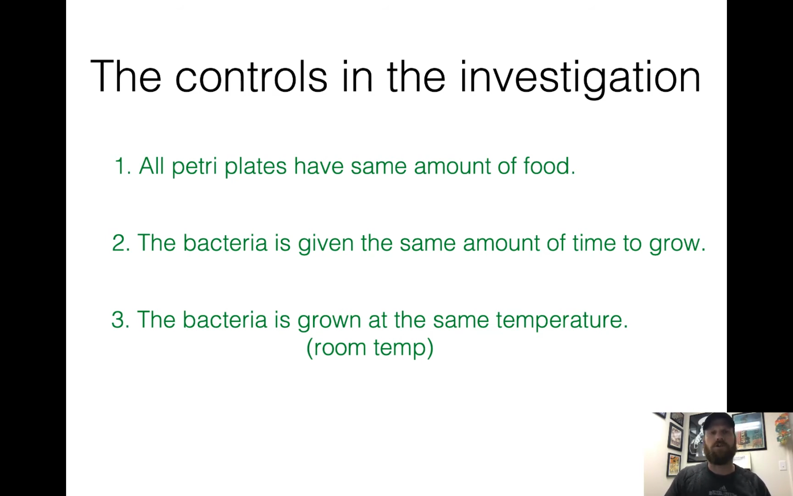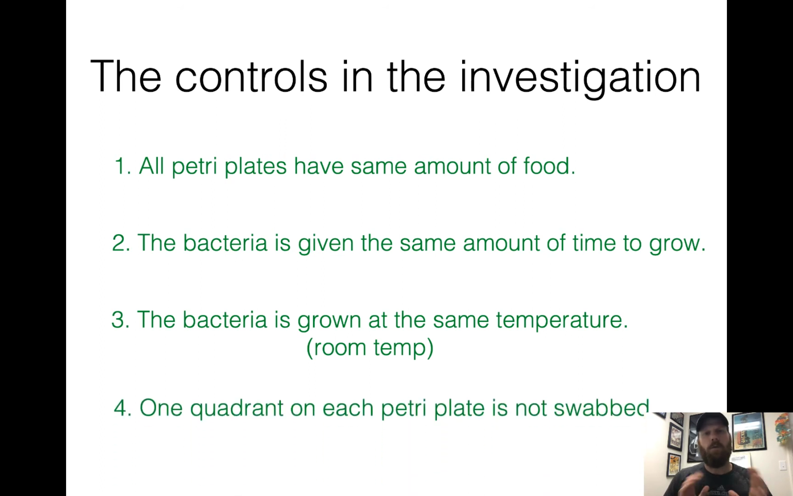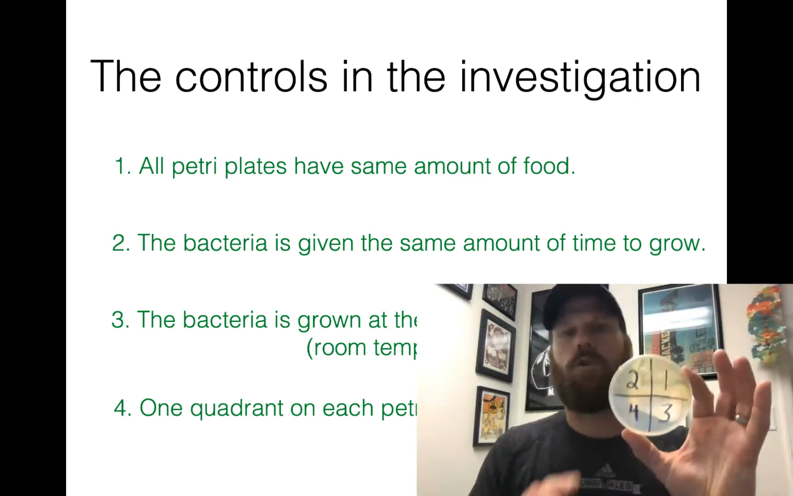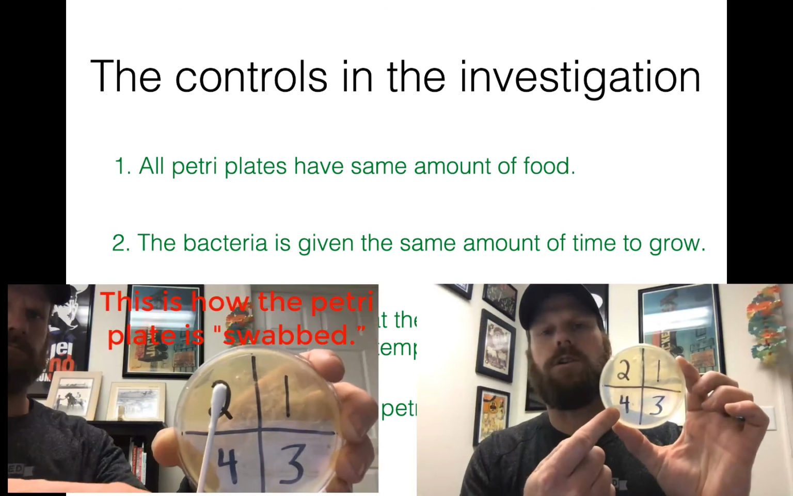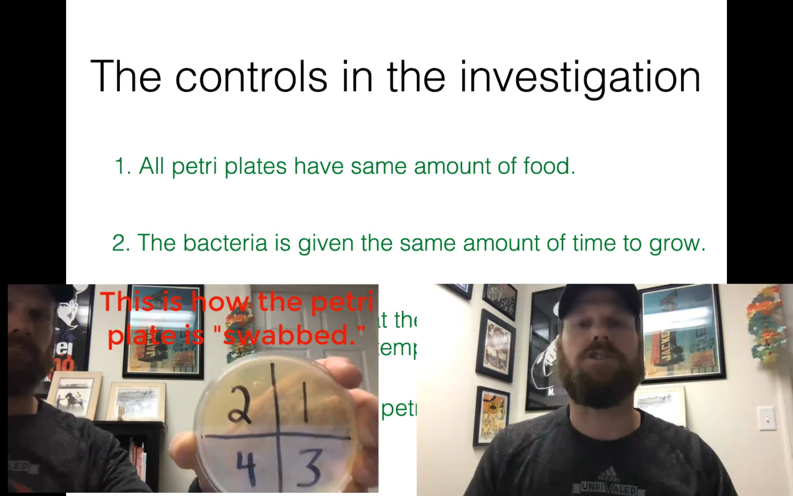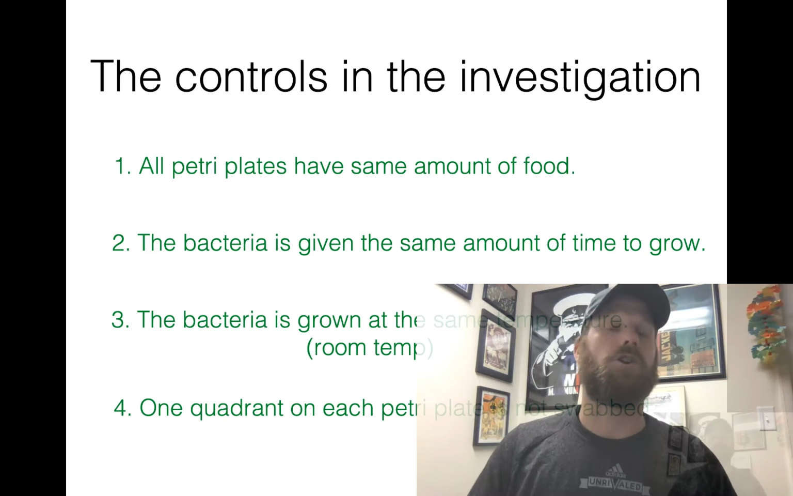And the final control is that one quadrant on each Petri dish will be left unswabbed. So you can see I've marked 4 different quadrants on here. The 4th quadrant on each Petri dish will not be swabbed. In other words, a location will not be tested there. That's going to be our control.